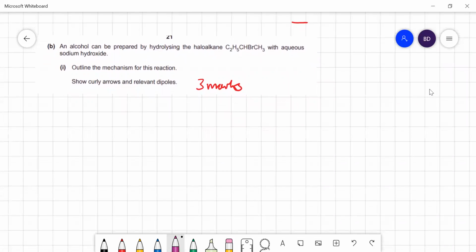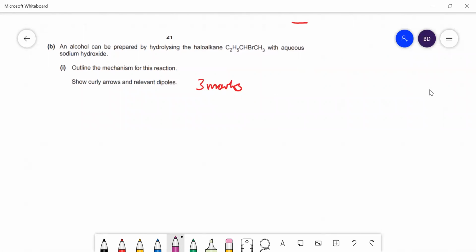Okay, an alcohol can be prepared by hydrolyzing the haloalkane, this one here, with aqueous sodium hydroxide. Outline the mechanism of the reaction and show curly arrows and dipoles. Okay, so I'm going to draw this out properly rather than on one line because it's confusing like that. So I've got that carbon there, which has got a bromine attached to it. It's got a CH3, a hydrogen there, and then you've got an ethyl group, which I'll draw like that.